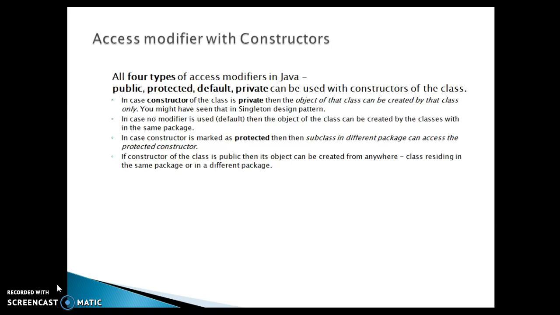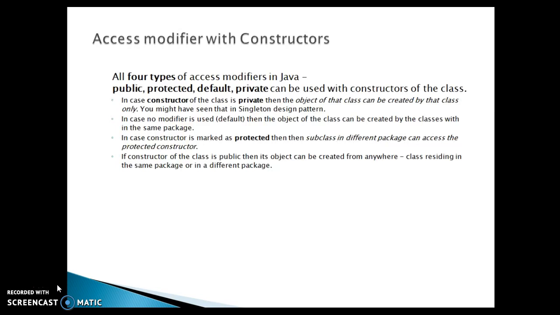So if you create a singleton class using singleton design pattern, then of course you need to make your constructor private so that you can restrict object creation outside of the class, and you create one public static method that provides you the global access point, and that's the way we create a singleton class. Now if no modifier is used with constructor, then the object of the class can be created by the classes within the same package.